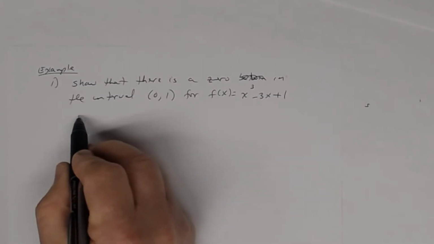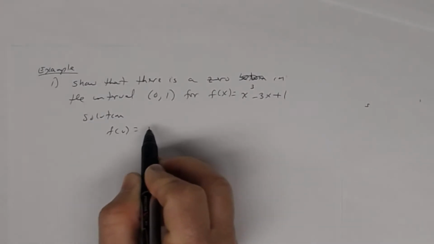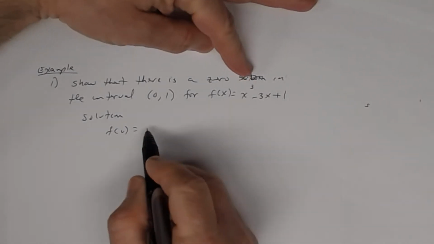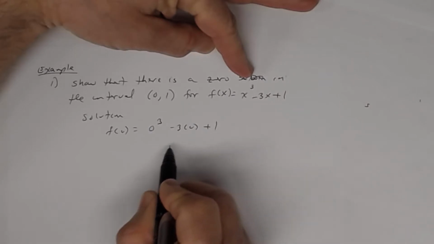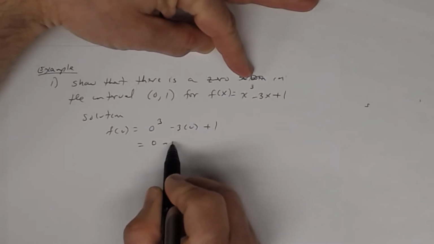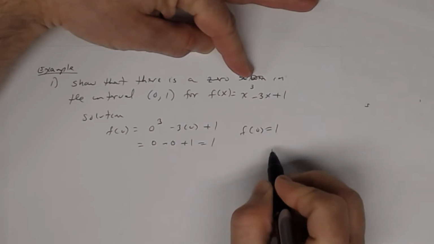So the first thing we're going to do is, so here's your solution. You're going to find f of 0. So let's find f of 0. So f of 0 would be 0 cubed minus 3 times 0 plus 1. And so that's 0 minus 0 plus 1, which is 1. So f of 0 is equal to 1.